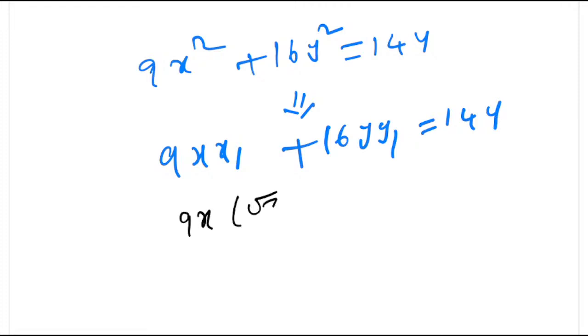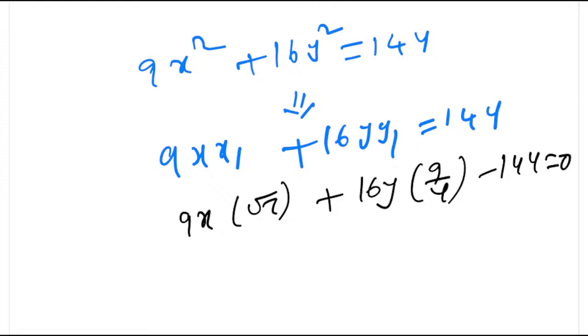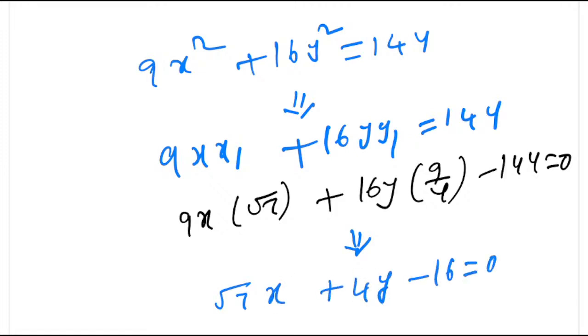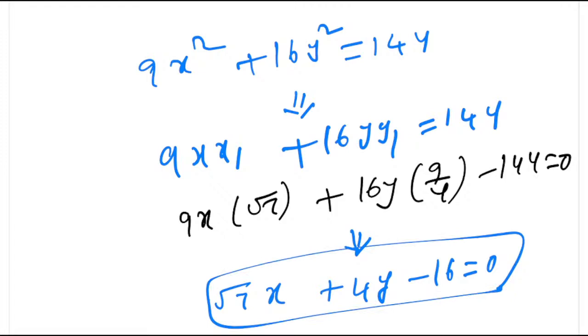9x into root 7 plus 16y into 9 by 4 minus 144 is equal to 0. So when I simplify this, root 7x plus 4y minus 16 equal to 0. I hope you got it. I hope you got this. I think all of you, dear students, have got it. What a beautiful thing it is.